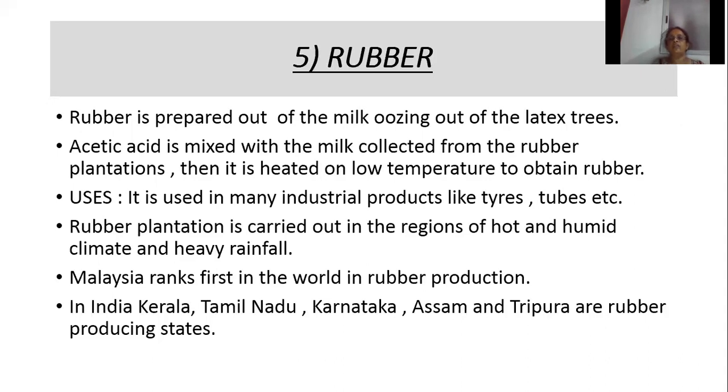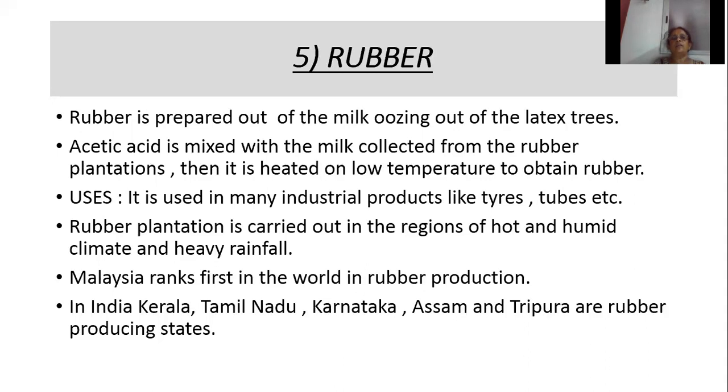It is carried out in the regions of hot and humid climate and heavy rainfall. Malaysia ranks first in the world in rubber production. So which country ranks first in the world in the production of rubber? Malaysia. In India, which states produce rubber? Kerala, Tamil Nadu, Karnataka, Assam, and Tripura.